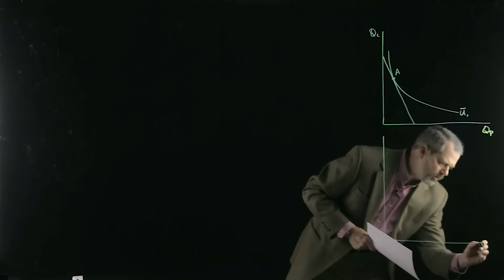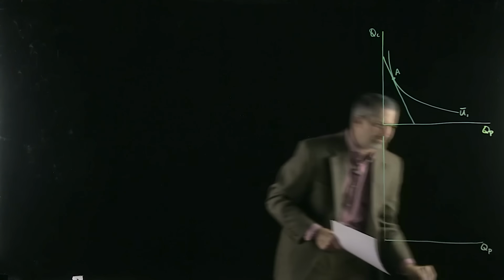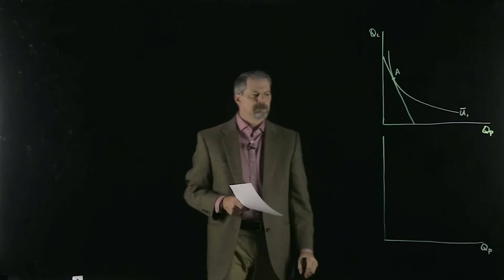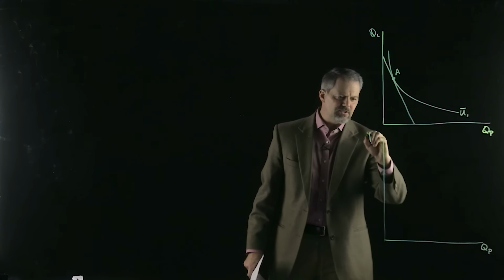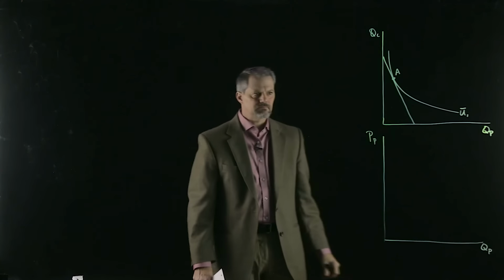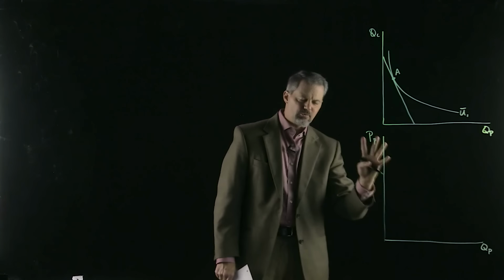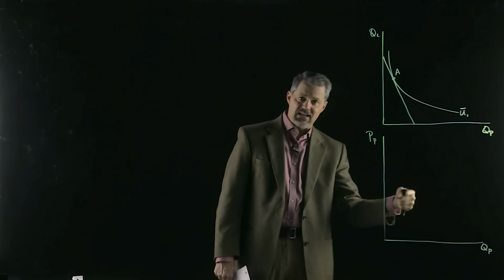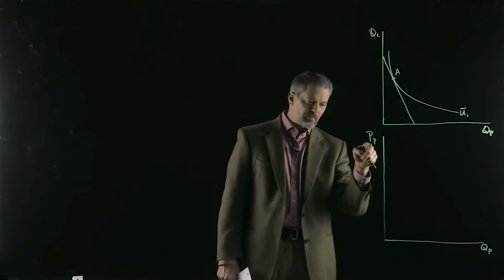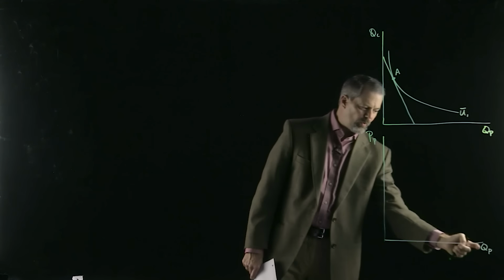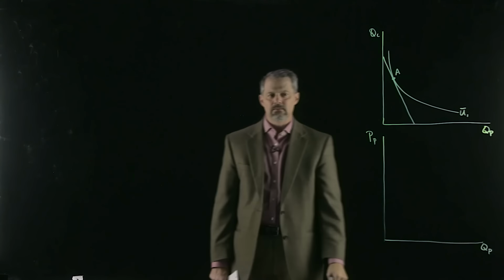And I'm going to put the quantity of pizzas on the horizontal axis right there. But on my vertical axis of this picture, I'm going to put the price of pizzas. So what this picture is going to represent is a demand picture, right? Because a demand curve has the price on the vertical axis and the quantity on the horizontal axis.